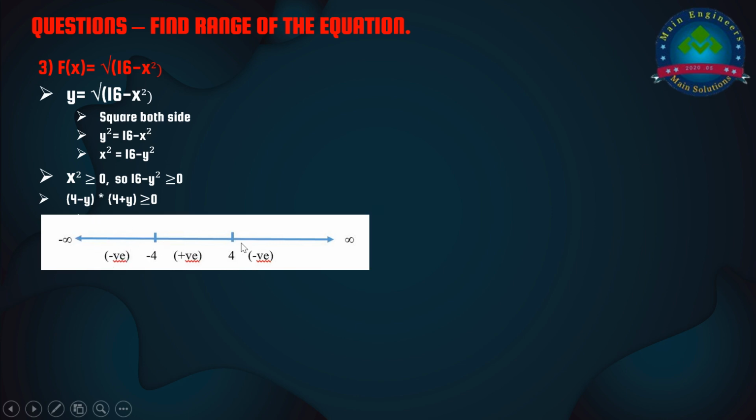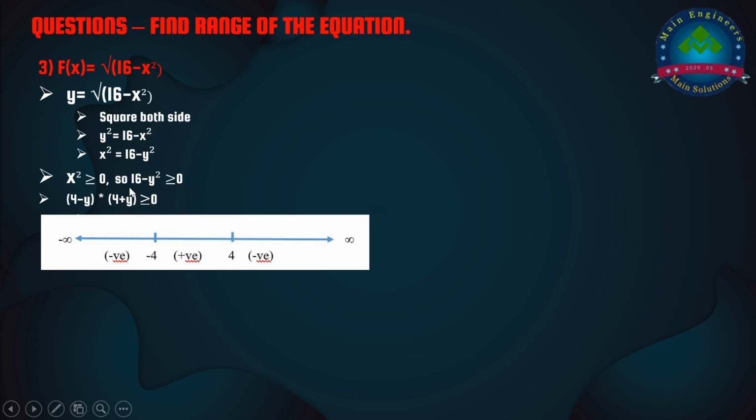For the interval minus 4 to 4, let's take 0. 4 minus 0 is 4, 4 plus 0 is 4, and 16 is positive. For the last region, let's take 5. 4 minus 5 is minus 1, and 4 plus 5 is 9. 9 into minus 1 is minus 9. So for this region, it's going to be negative.